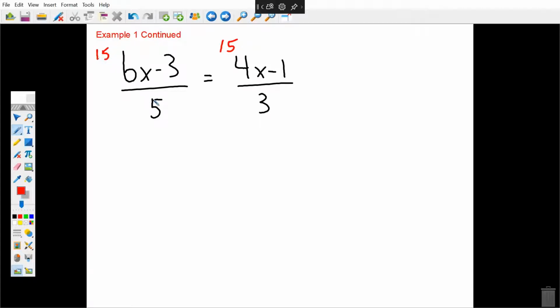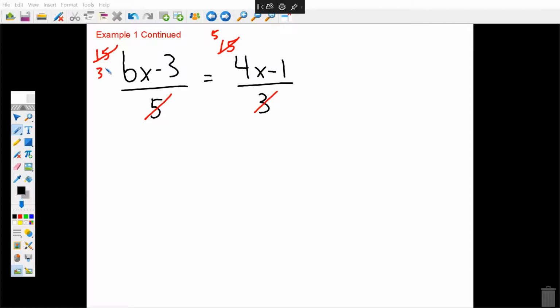15 divided by 5 is 3. So the 5 is gone. The 15 becomes a 3. 15 divided by 3 is 5. So the 3 is gone. The 15 becomes a 5. And away we go. Now, this point is an important next step.